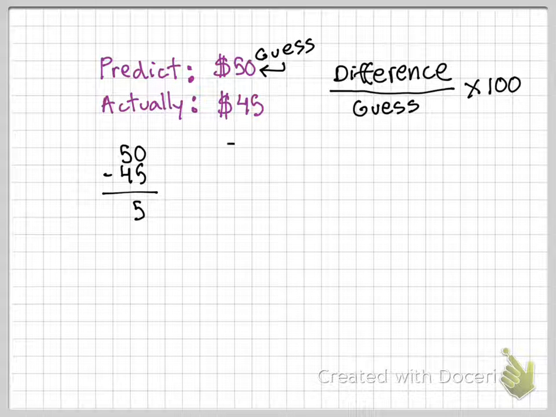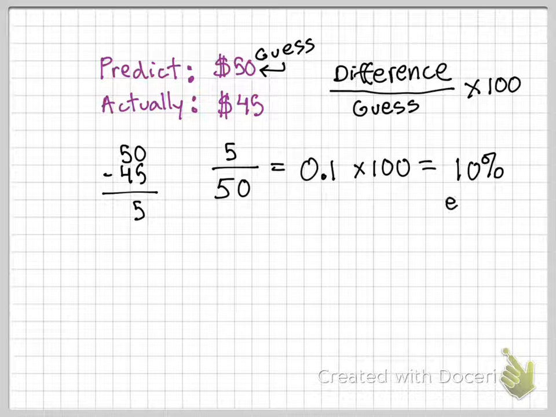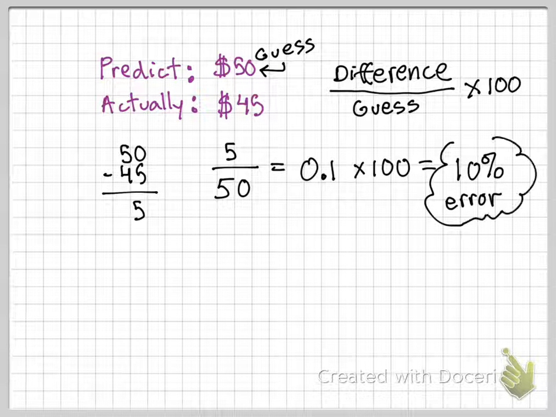Then we're going to take that 5 and divide by our prediction or our guess. So I'm going to do 5 divided by 50. Get your calculator out. You're going to get a decimal. You end up with 0.1. And then you multiply it by 100 to change it into a percent. So 0.1 times 100 gives us 10%. That's a 10% error. So my guess was 10% off from what it actually is.